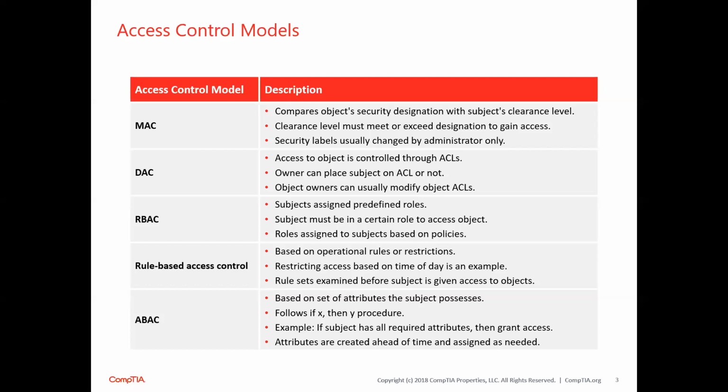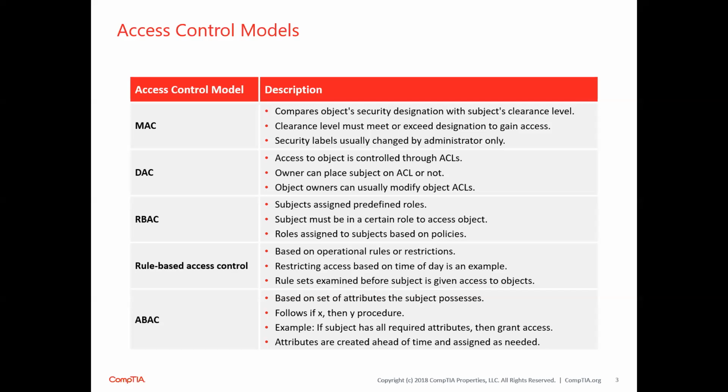I would say non-industrial organizations such as the military. And then the second one is DAC. DAC is known as access control of the object through an ACL. DAC stands for discretionary access control. So access to the object is controlled through the ACL, or access control list.